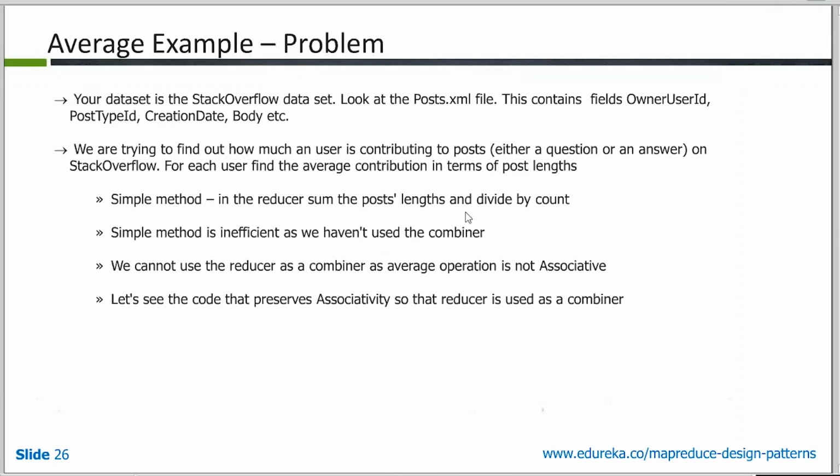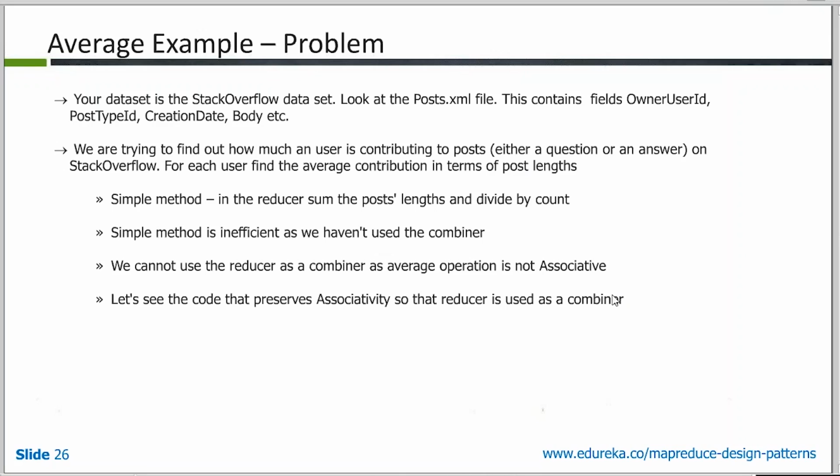For this, we are going to look at the posts.xml file, which is about the posts on Stack Overflow. There are 2 varieties of posts. One is question, the other is answer. Some of this is reflected in these fields. So post ID type will tell you whether this is a question or an answer. Then there are other fields: user ID, the person who has created the post, creation date, and the body of the post. There are other fields as well.